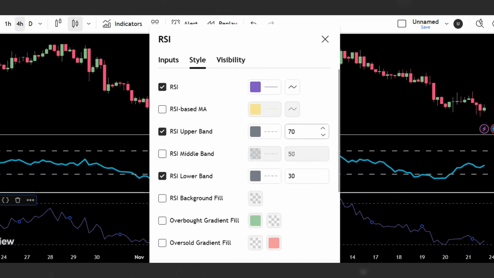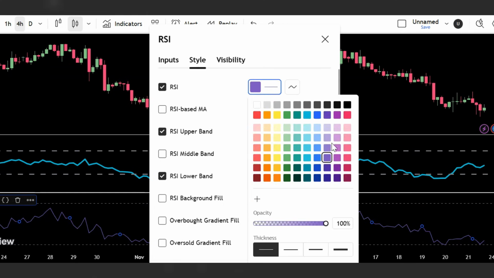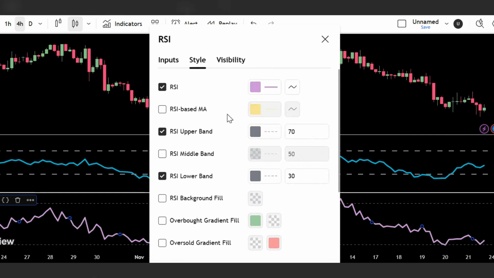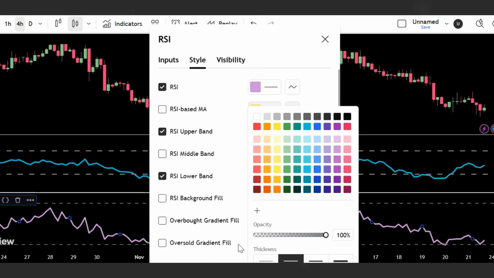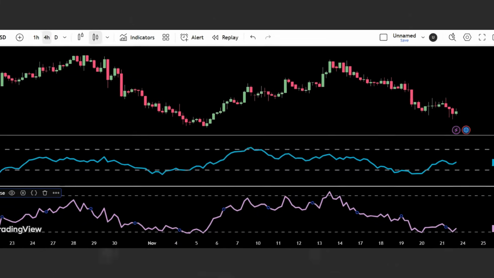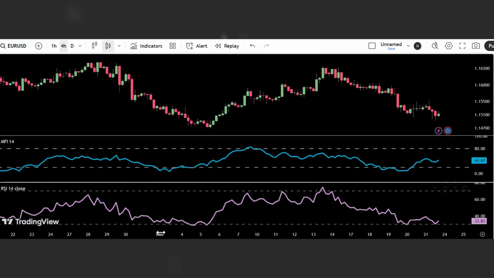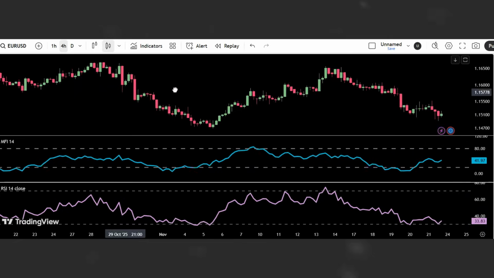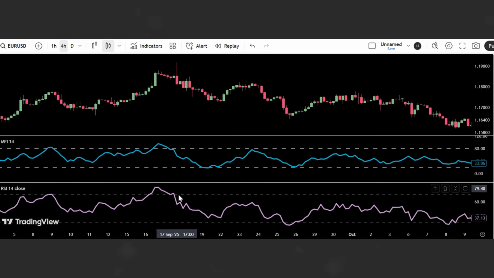Keep the upper band at 70 and the lower band at 30. You can change the color of RSI and the bands and make them thicker for better visibility on the chart. Then click OK. Now we have RSI on the chart. RSI helps us confirm the signal generated by MFI. If it's above 70, the market is overbought, and when it's below 30, the market is oversold.